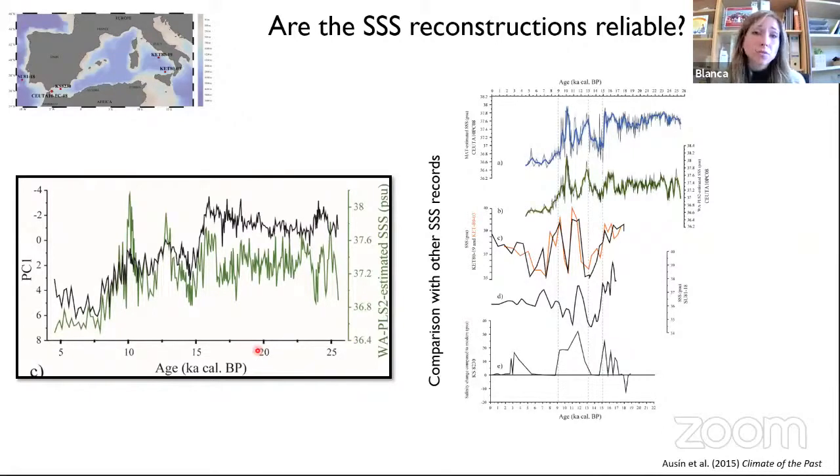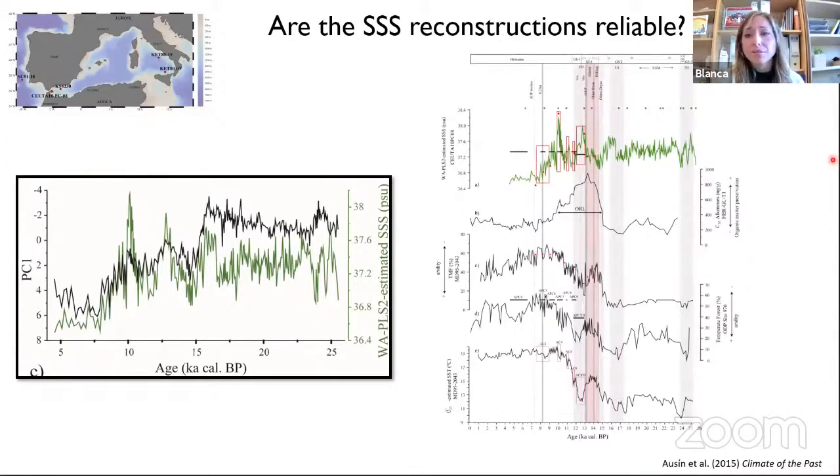We also compared our reconstructions with the previous records. There are some differences in resolution in our records compared to previous salinity reconstructions. In general, we see can be used in paleoceanographic interpretations, right? Compared with other proxy records and so on. What we've just shown here is that this regional transfer function that has been implemented in this work could be used to reconstruct sea surface salinity in any core retrieved from the Western Mediterranean and included in paleoclimate records.